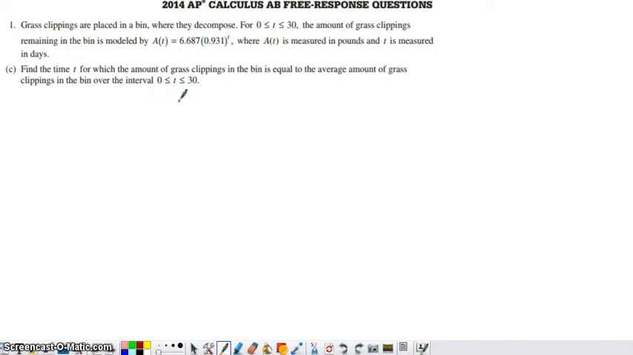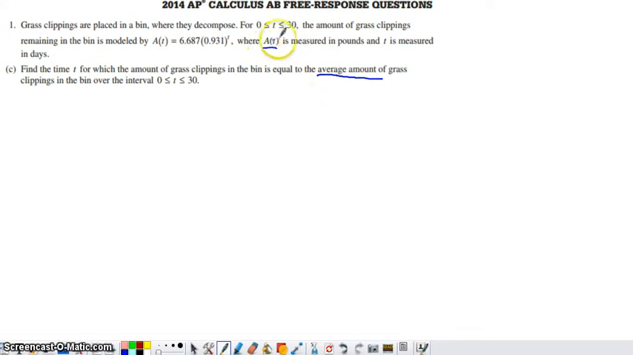This is an easy question to mess up. If you've done a decent number of free response questions, you've probably seen quite a few where you need to find when the instantaneous rate of change equals an average rate of change. This doesn't say average rate of change. This says average amount of grass. Now A of t represents the amount of grass.